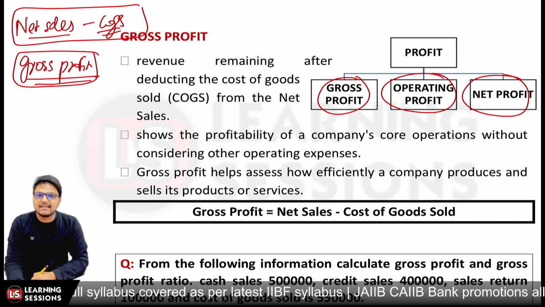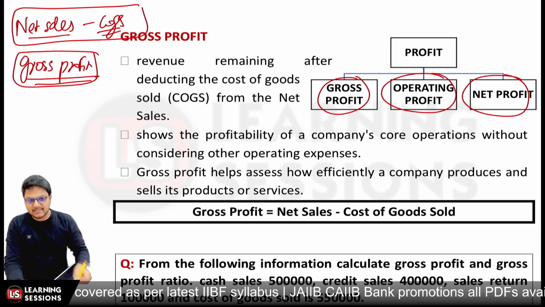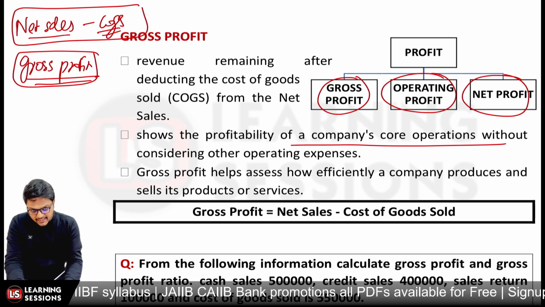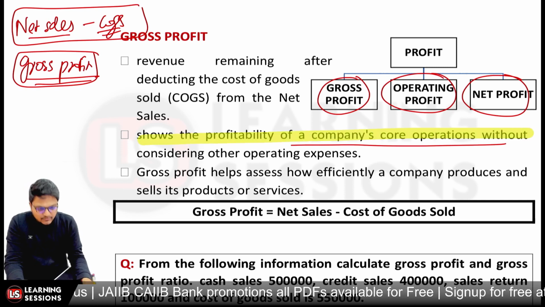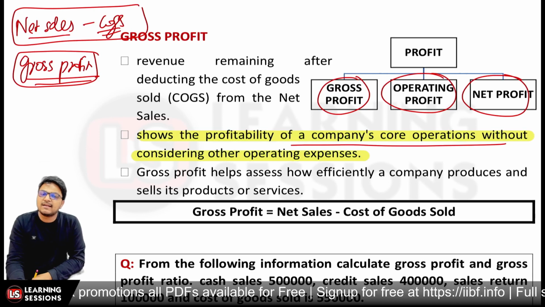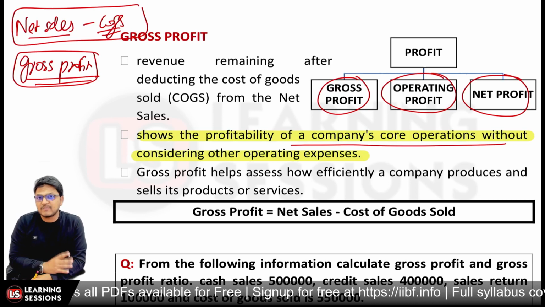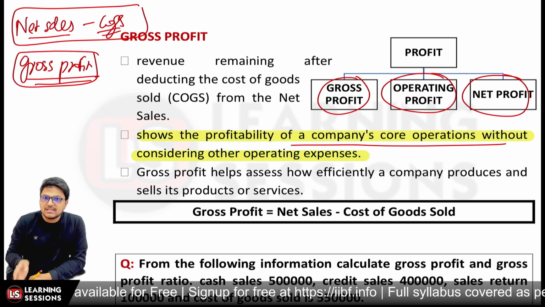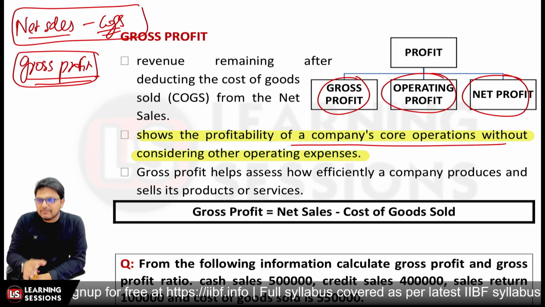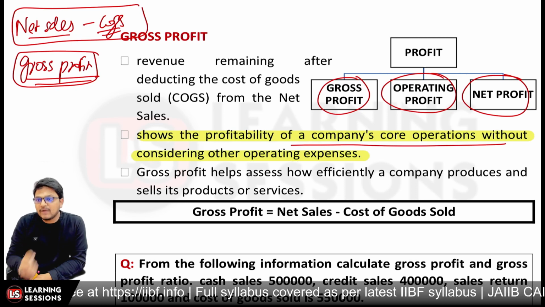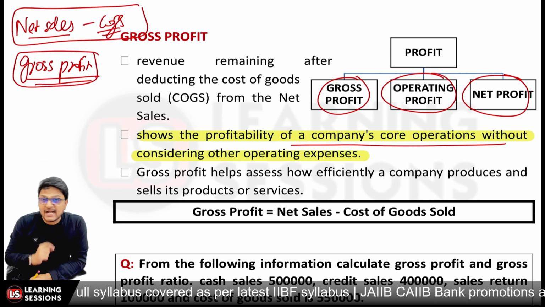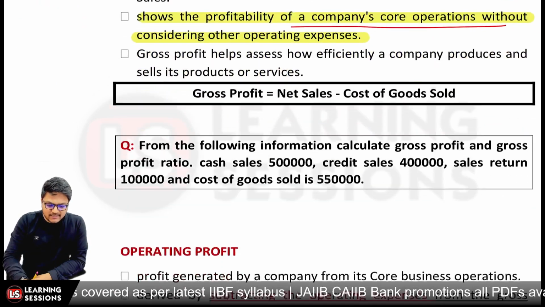It is net sales minus the COGS, and it indicates the company's core operations profitability. The gross profit indicates the profitability of the company from the core operations without considering the other operating expenses. So we are not considering the other operating expenses, we are just considering the core operations, right? And further it helps us to assess how efficiently the company produces and sells its core products and services.